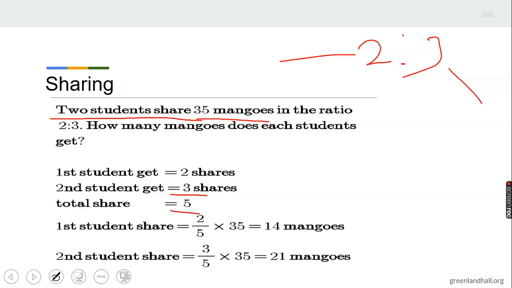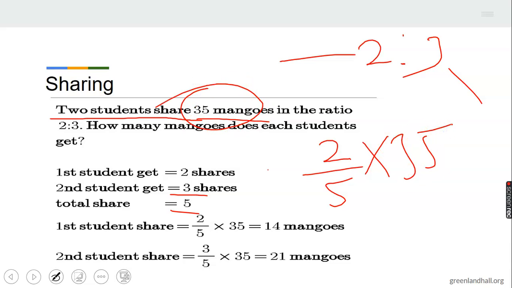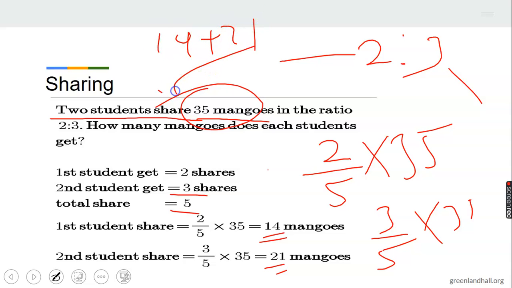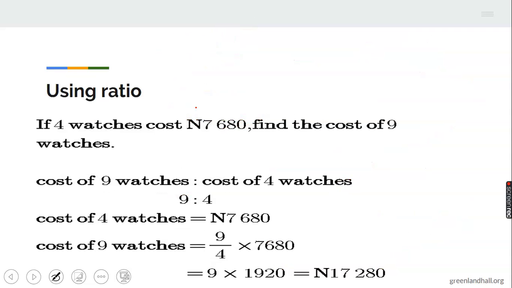Now to find the ratio, to find the share of the first student, you find the fraction, that is 2 all over 5, multiplied by the total mangoes they are to share, which is 35. Then for the second student, that will be the fraction of the total share, which is 3 all over 5 times 35, which equals 14 and 21.